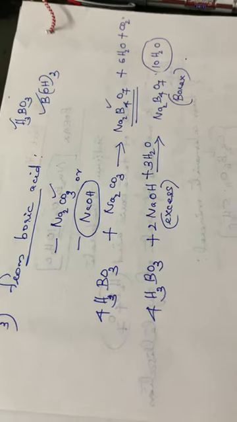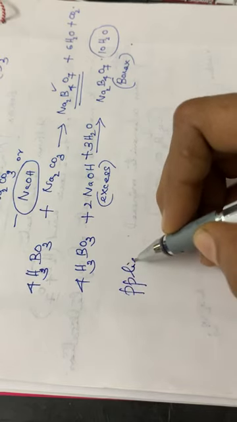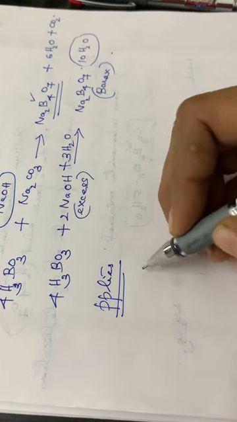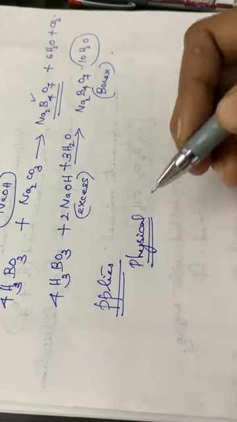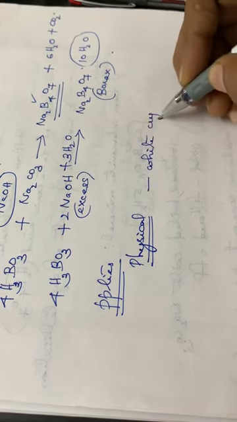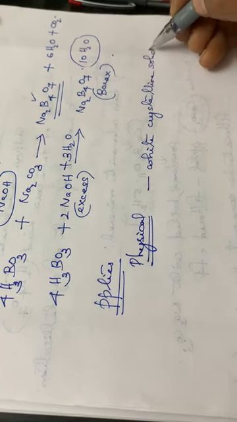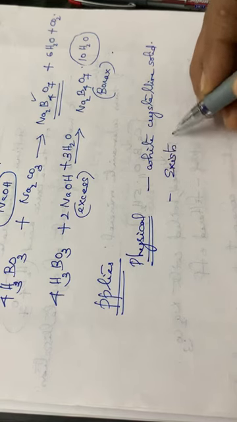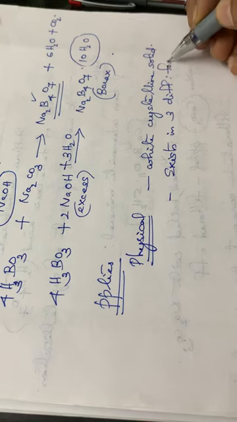Then the next one, the properties. First, we can go through the physical properties. See here, this is borax. It is a white crystalline solid, and it exists in 3 different forms.